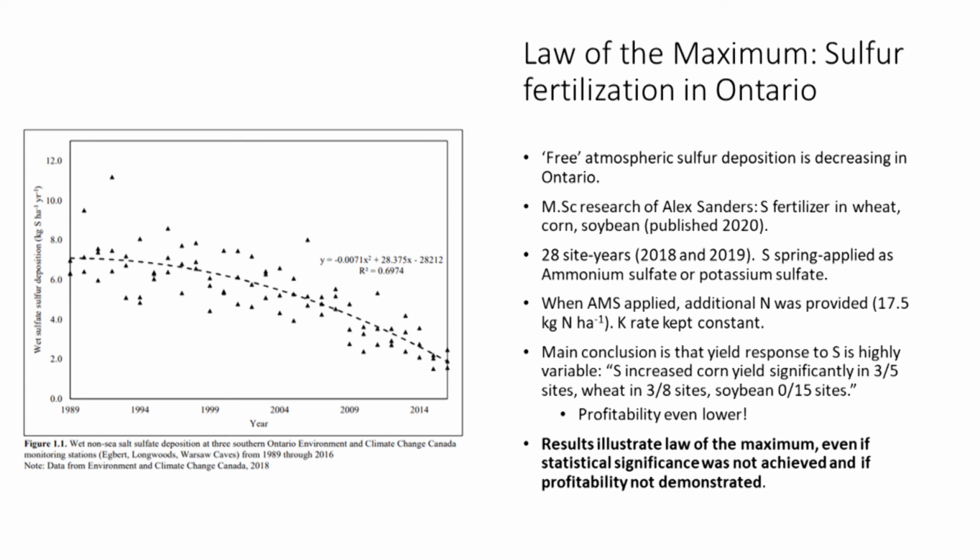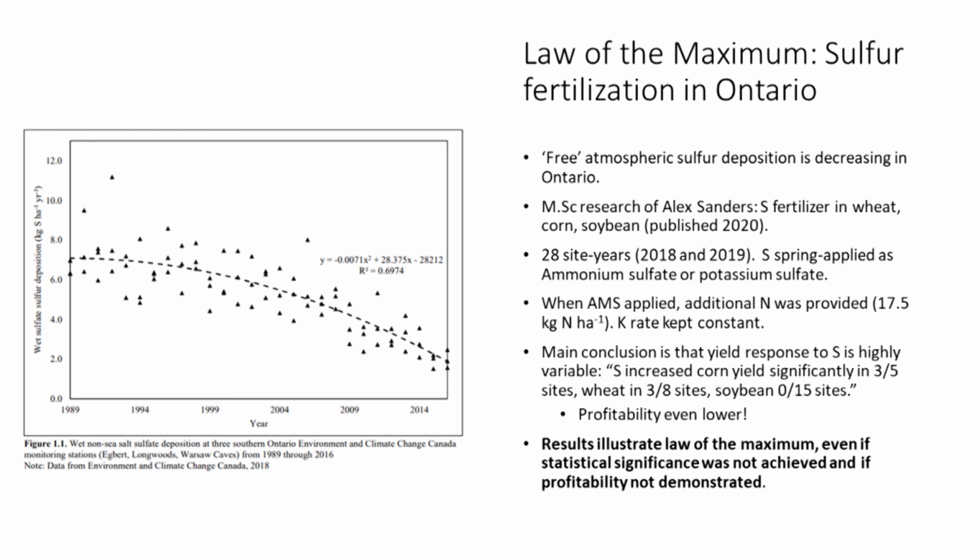At each of these sites, and I know because one of my research stations was collaborating on this research, one of 4 or 5 different sulfur rates were applied: a zero control and then increasing rates of sulfur, either as potassium or ammonium sulfate, which I'll call AMS. AMS has extra nitrogen, so when AMS was applied, the crop, in addition to receiving more sulfur, also got more nitrogen. The results of Alex's study really illustrate the law of the maximum very well.